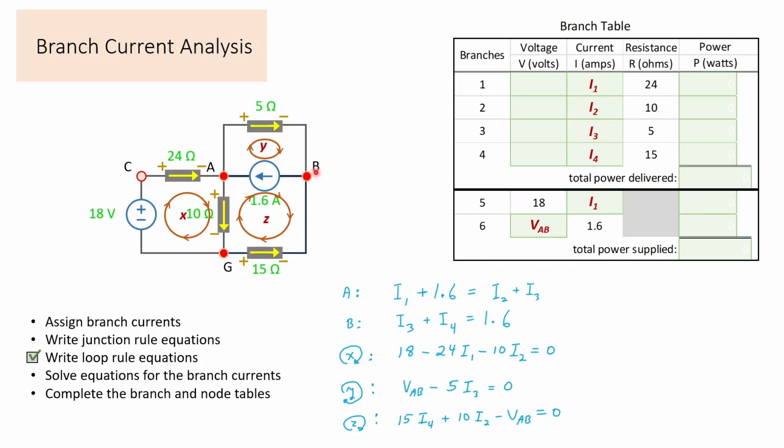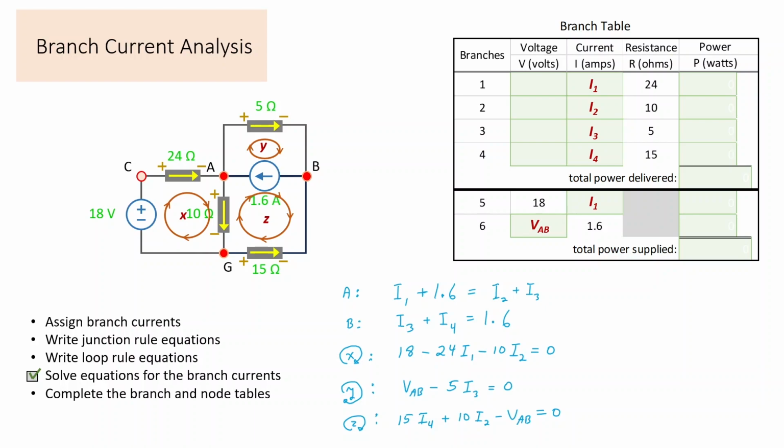Loop Y, we have our VAB minus, plus to minus, the volts for the 5 ohms, 5 times I3 equals 0. And for loop Z, starting in the lower right, we can go around clockwise. Minus to plus is plus 15 times the current in the 15 ohms, which was I4, 15 I4. Then up through the 10 ohms, minus to plus, so that's plus 10 times I2. And then minus VAB equals 0.